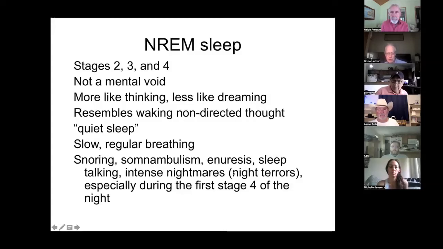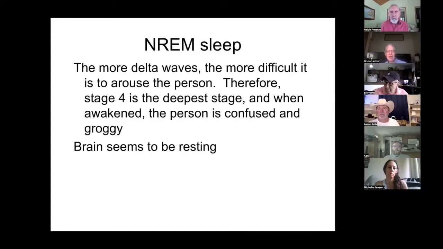I'll return to those, especially during the first stage 4 of the night. These are most often seen in children, and I will return to that. In non-REM sleep, the more delta waves you have, the more difficult it is to awaken you. Therefore, that first stage 4 is the deepest stage, and when awakened, the person is confused and groggy. The brain seems to be resting.